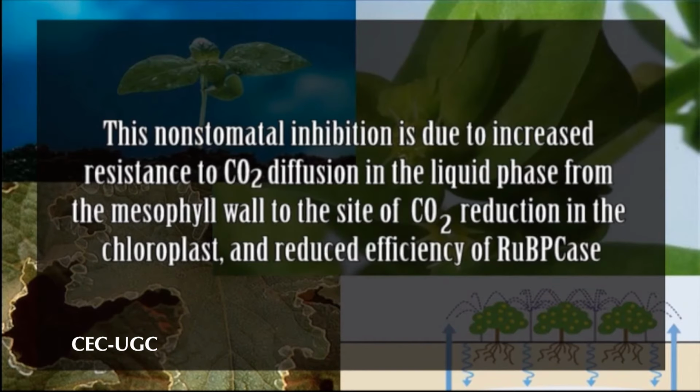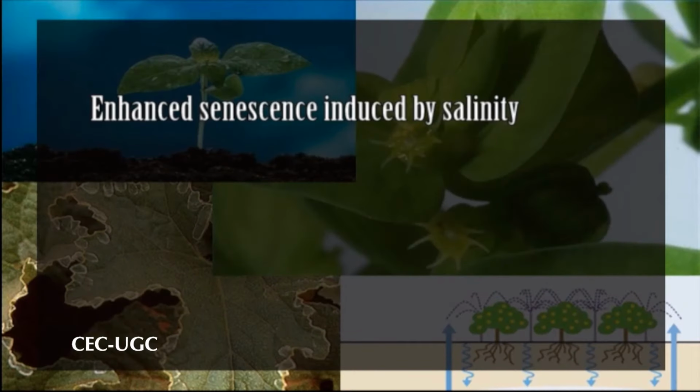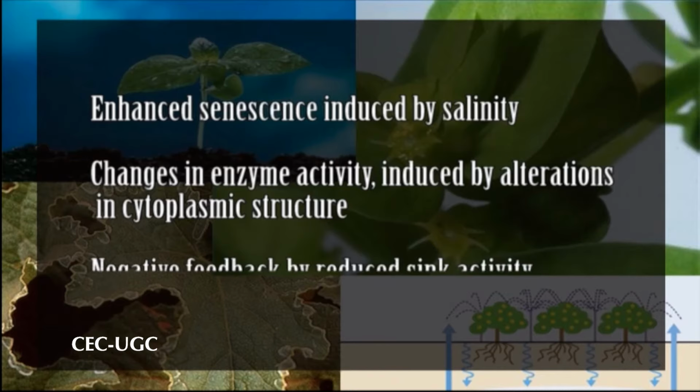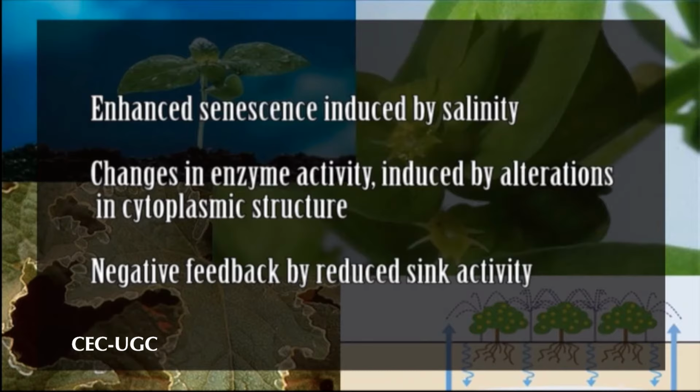This non-stomatal inhibition is due to increased resistance to carbon dioxide diffusion in the liquid phase from the mesophyll wall to the site of carbon dioxide reduction in the chloroplast, and reduced efficiency of RuBPcase. Other causes of reduced photosynthetic rates due to salinity are enhanced senescence induced by salinity, changes in enzyme activity induced by alterations in cytoplasmic structure, and negative feedback by reduced sink activity.